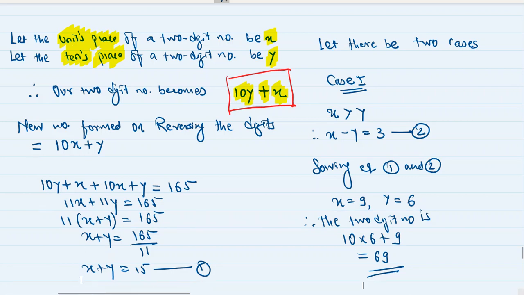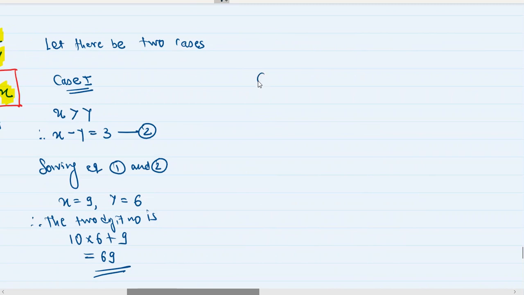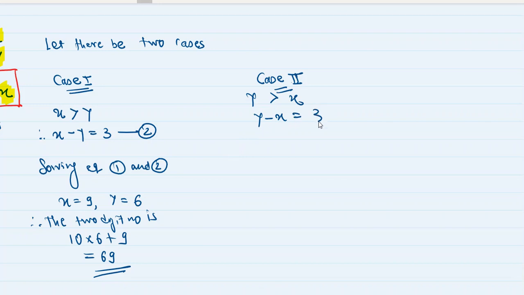But that is just case 1. It could also be possible, in case 2, that y is greater than x. That could also be possible. And if y is greater than x, y minus x is equal to 3.